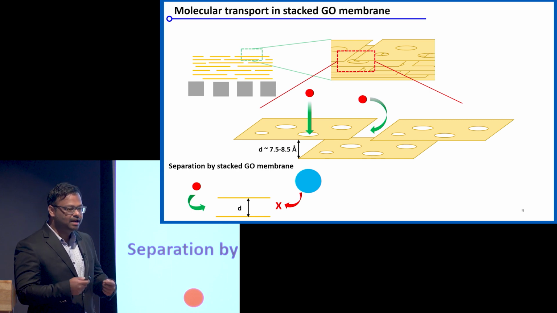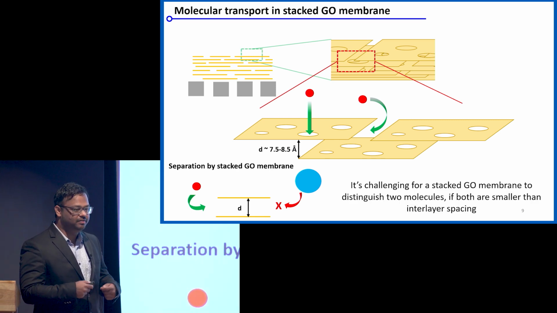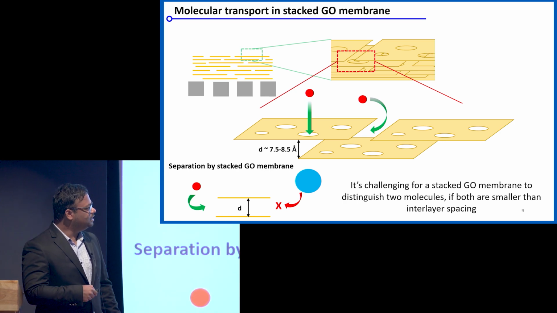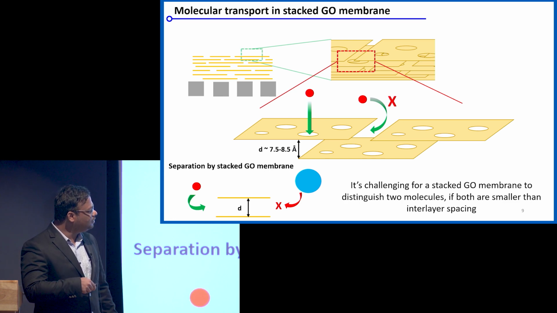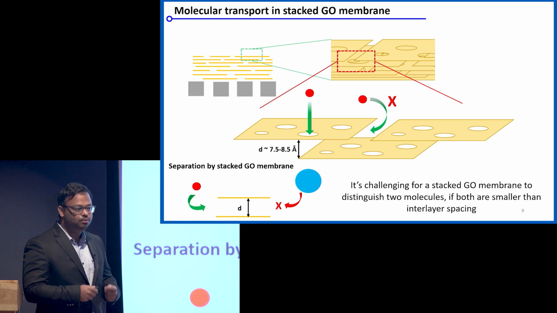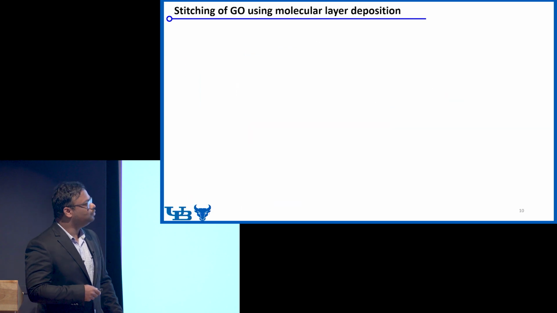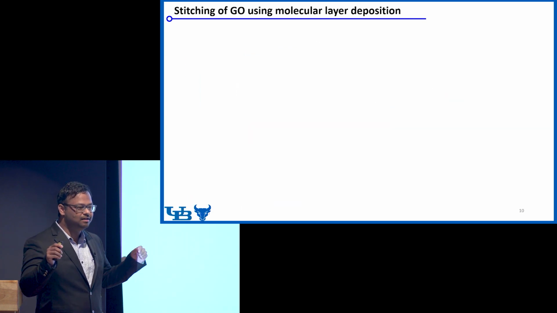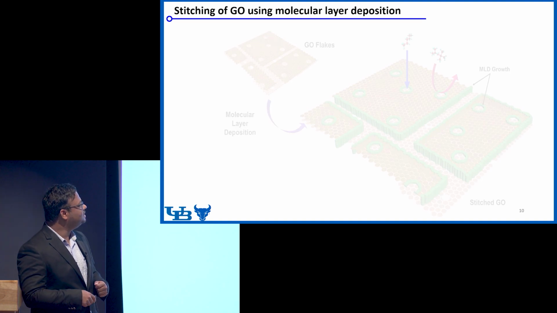So to achieve selectivity between smaller molecules, it's very challenging to use a graphene oxide membrane. What we need to do is control this transport pathway and determine which molecule we allow to enter this stacked membrane. To do this, we came up with the idea of stitching the graphene oxide membrane. So what is stitching graphene oxide membrane?